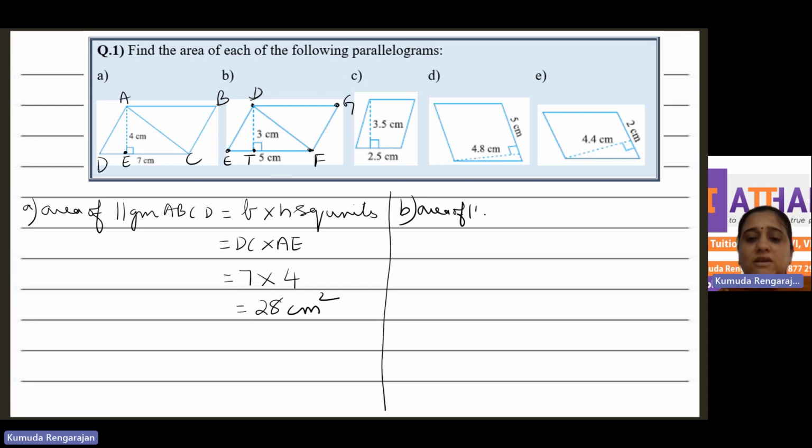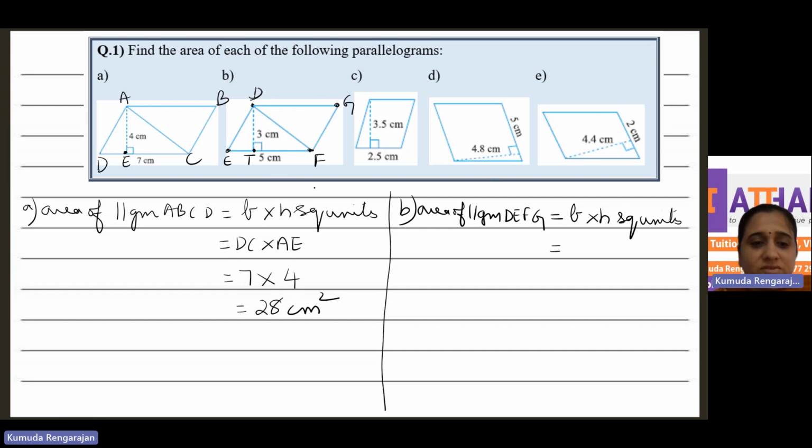So you should say area of parallelogram. What is the name of your parallelogram? DEFG. Okay, you have called your parallelogram DEFG. Area of parallelogram DEFG is equal to, what's the formula? Base into height, square units. That's the first step. That is equal to.